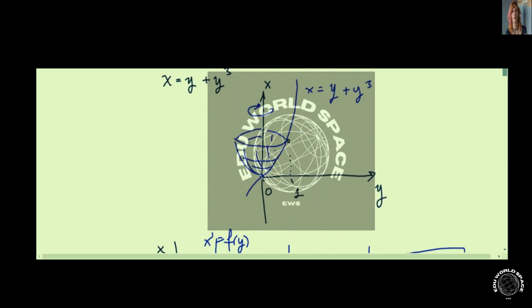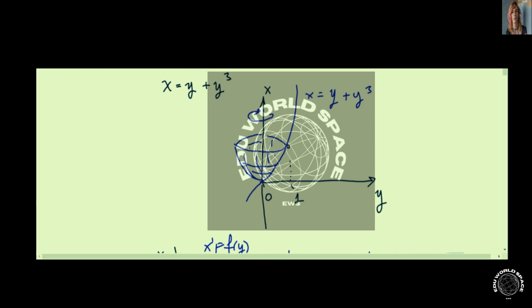And then for this one, since the distance is going to be y at each point, the area would be the integral from 0 up to 1 of 2 pi y times ds, which is equal to the square root of 1 plus the derivative of the function squared, dy.